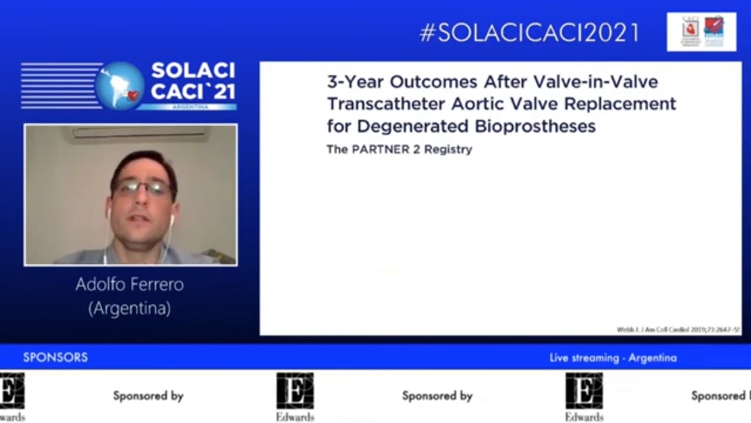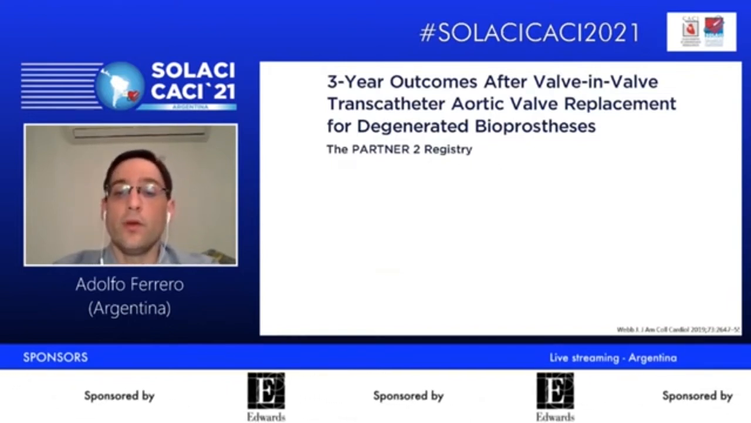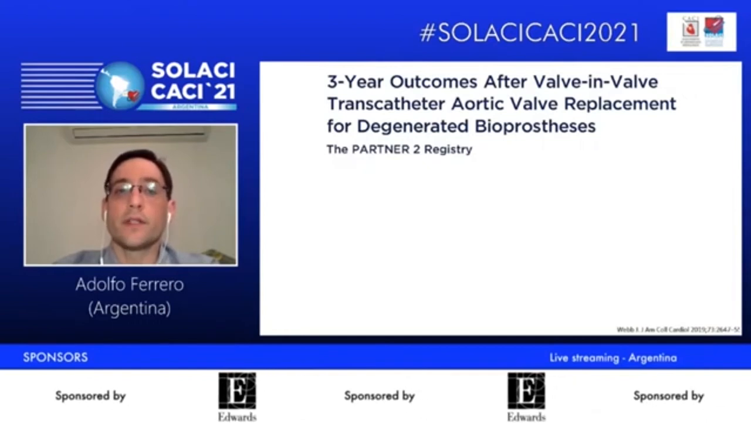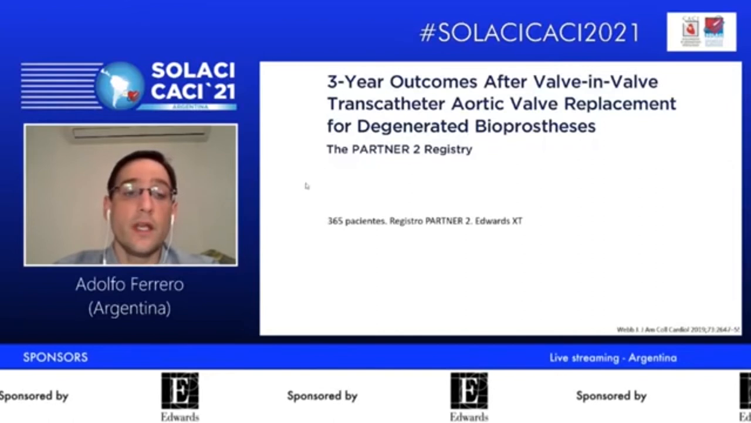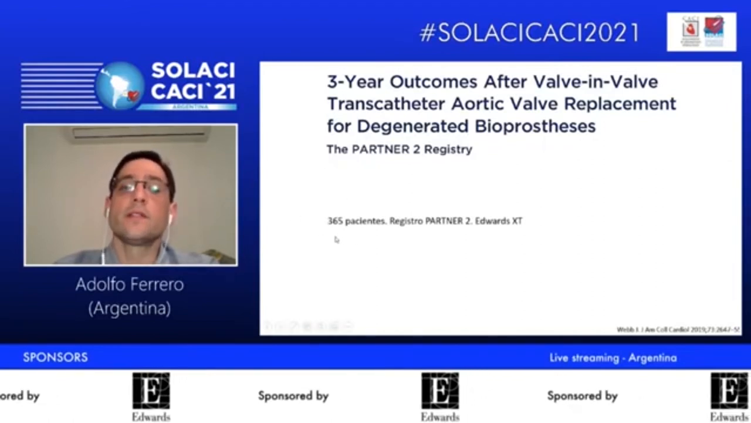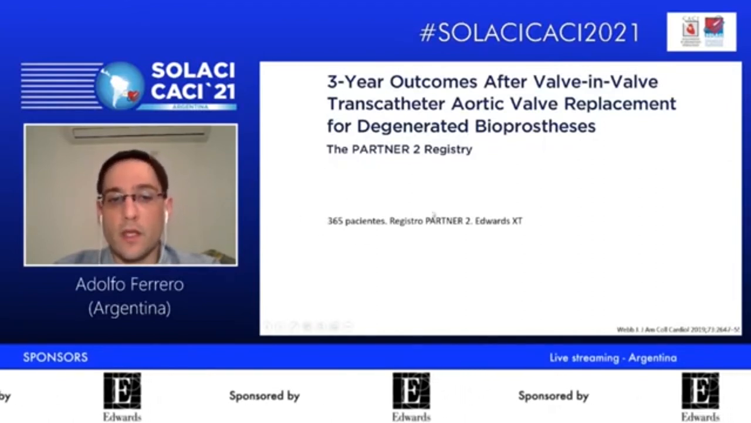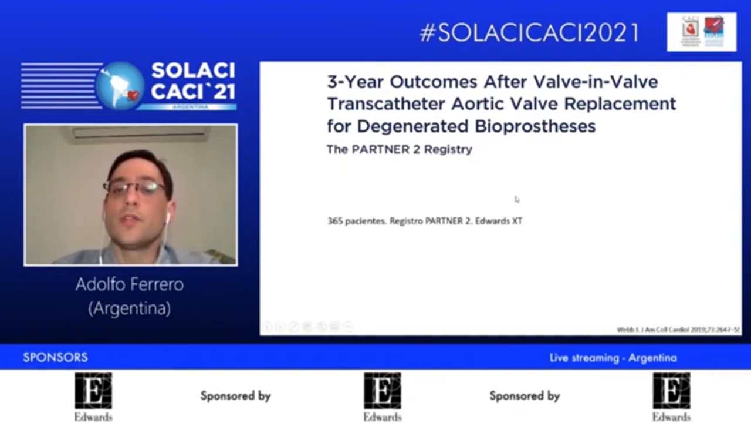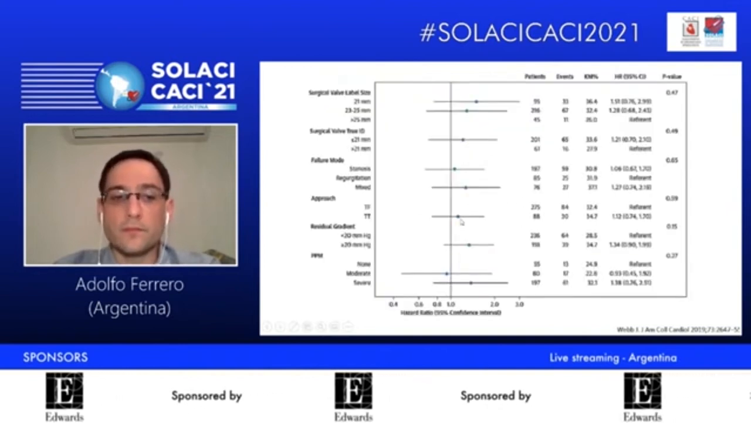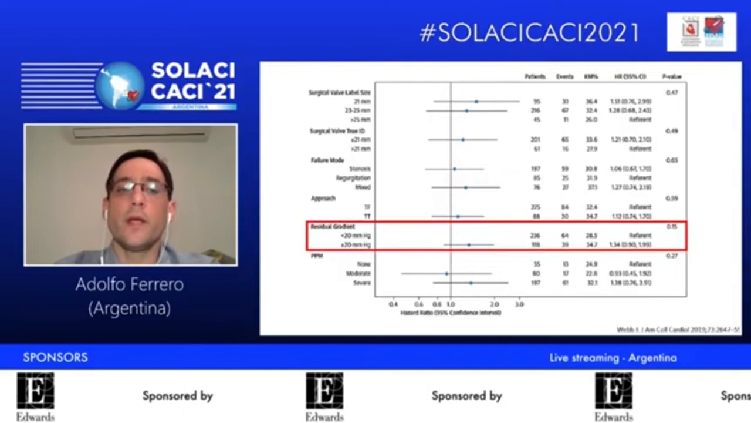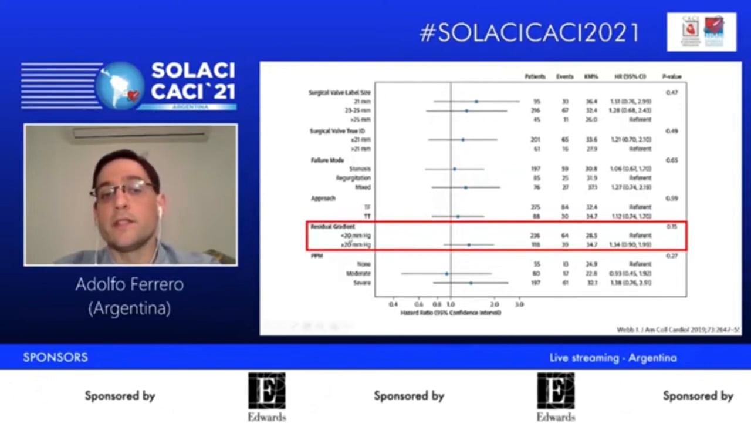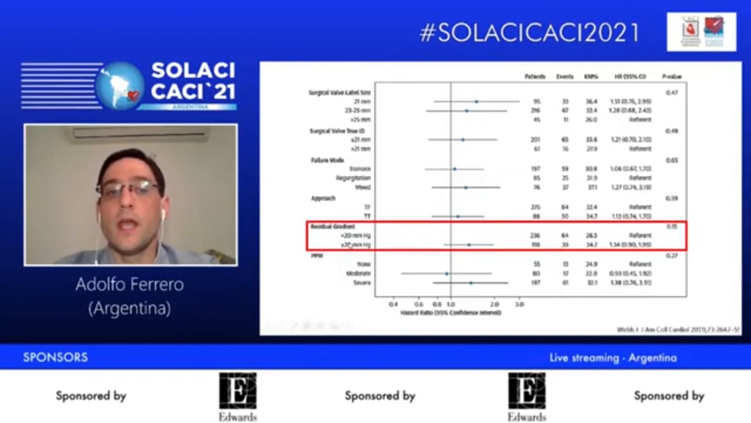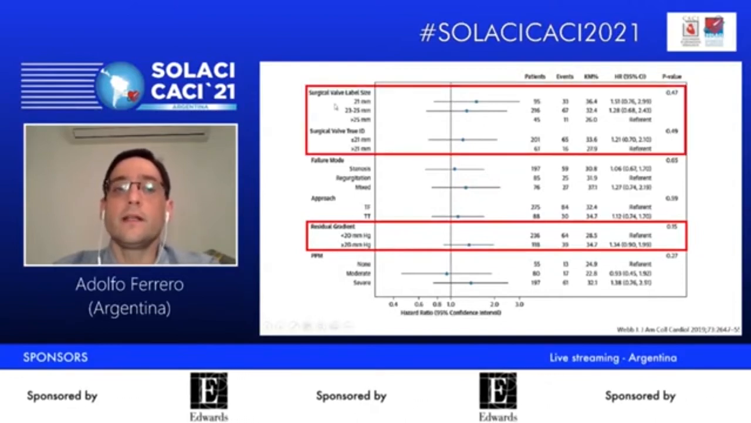And let's take a look at this trial, which is a follow-up of 3 years after the PARTNER 2 registry with 365 patients, and they used Edwards XT, and they said that you have a greater mortality when the gradient is more than 20%.